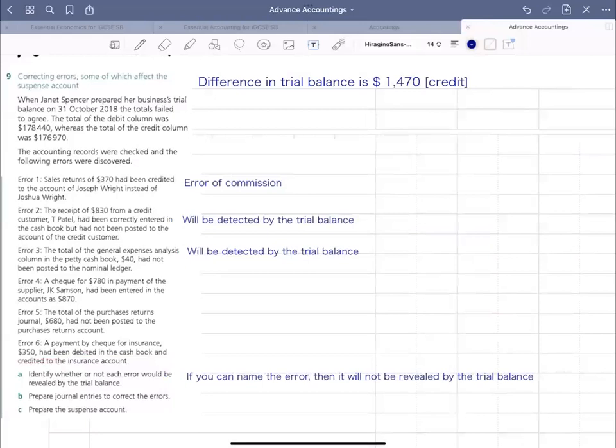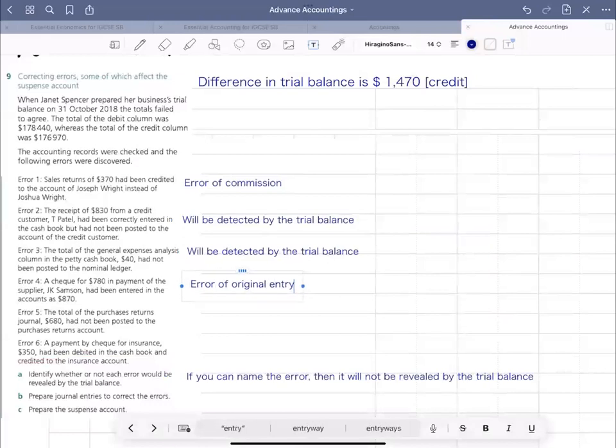A check for $780 in payment for supplier JK Sampson had been entered in the accounts as 870. So here, this is an error of original entry, whereby the number has been written wrongly, in both accounts. So both in the bank account and in the JK Sampson account. This is what we call error of original entry. It means the number is wrong.